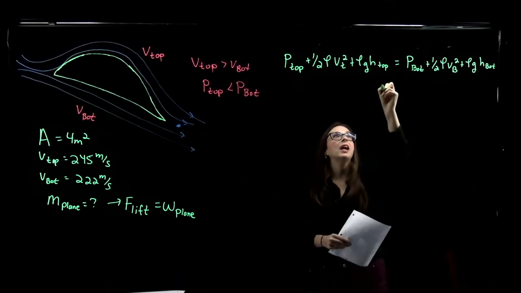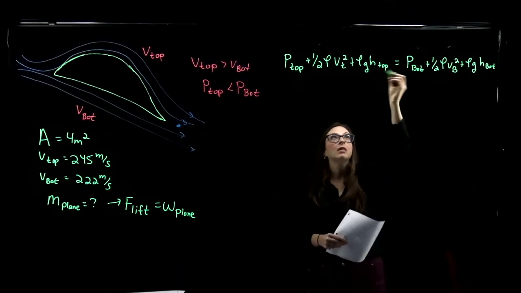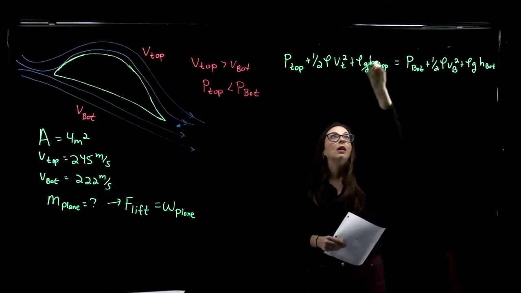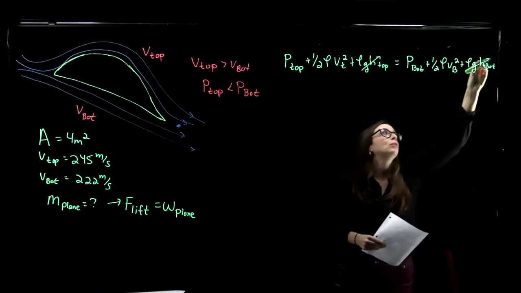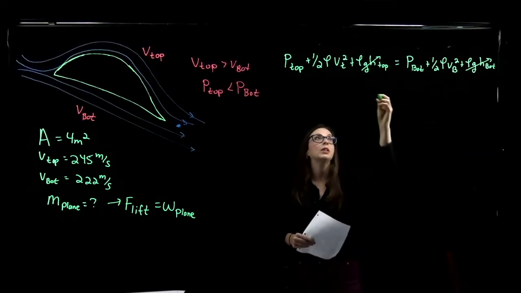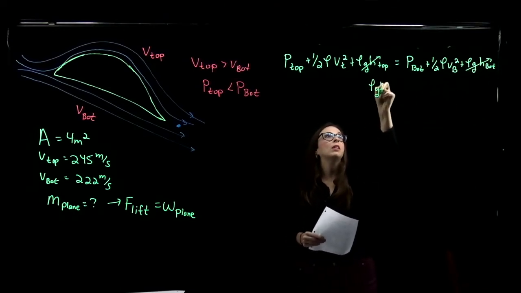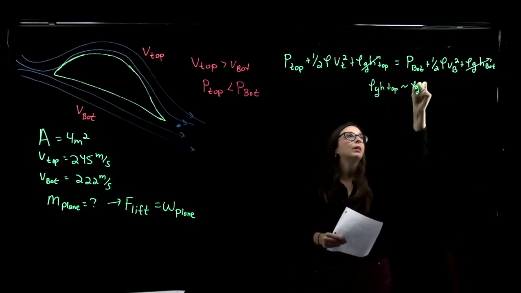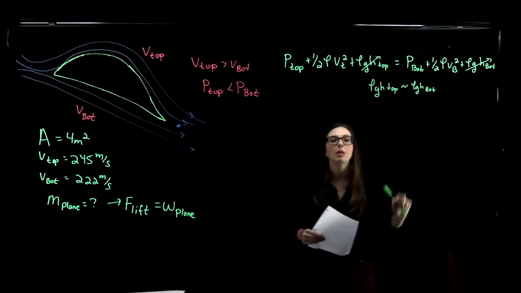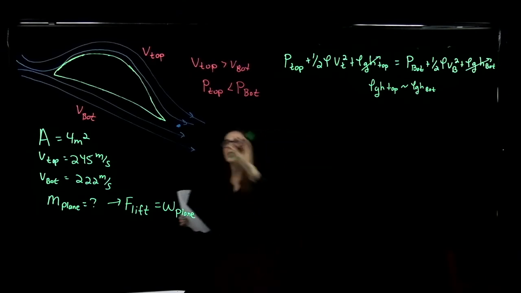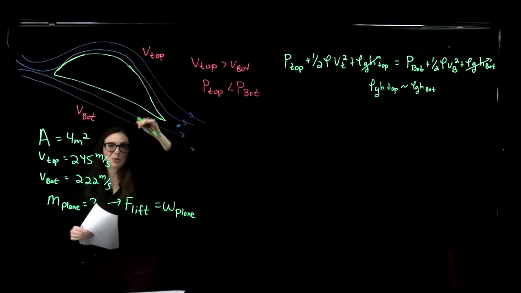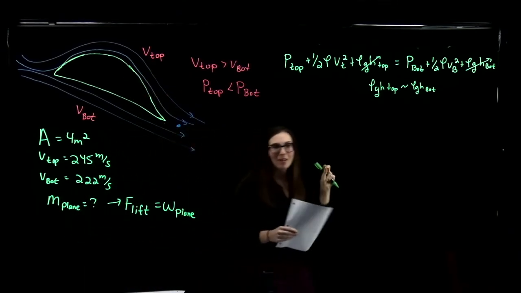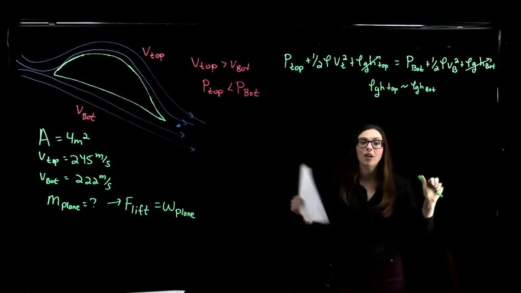And so we're going to say that these two terms here, rho g h top and rho g h bottom, are essentially equal to each other. Okay, so that's one of the assumptions we have to make here in order to solve this problem. They're going to be essentially the same, both of those quantities, because the difference in height between the top and the bottom of the wing isn't going to be very large compared to the scale of our atmosphere.